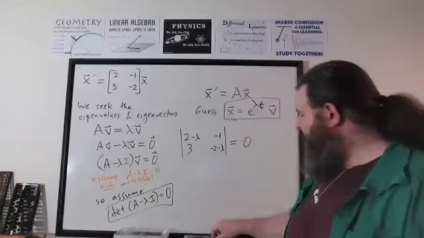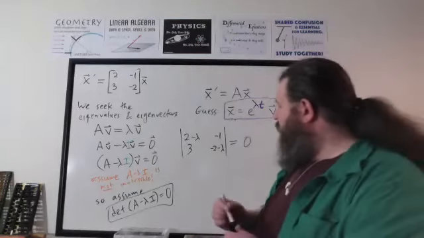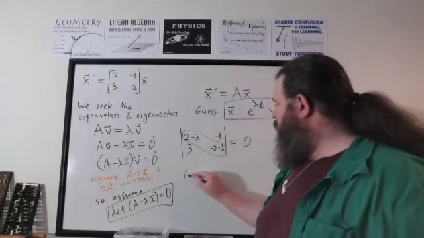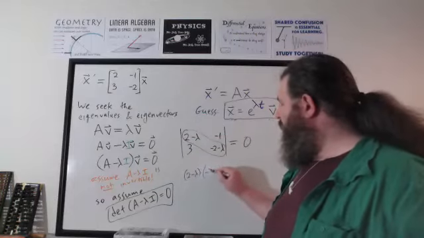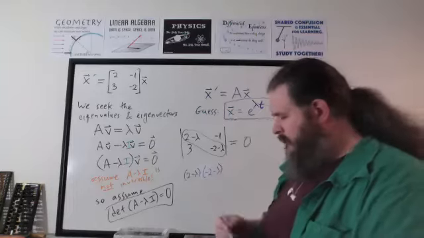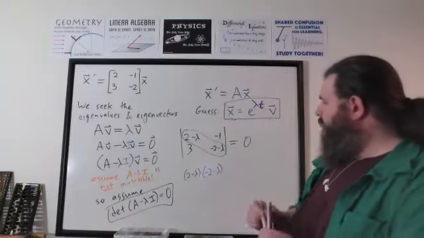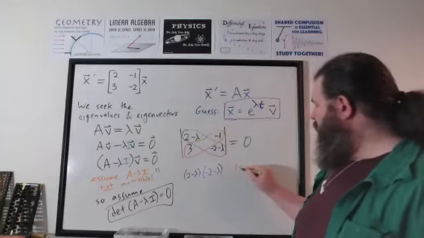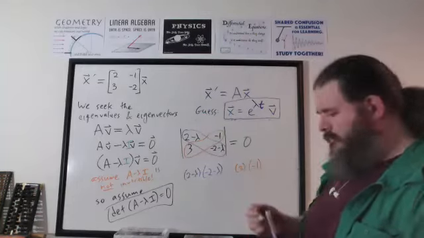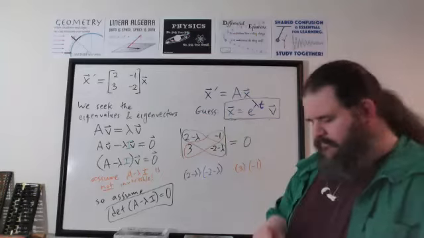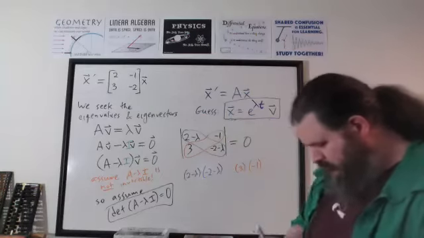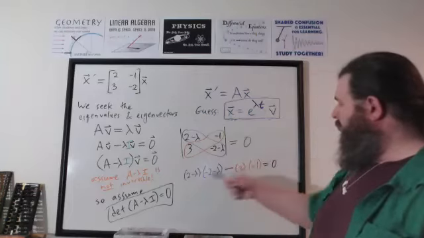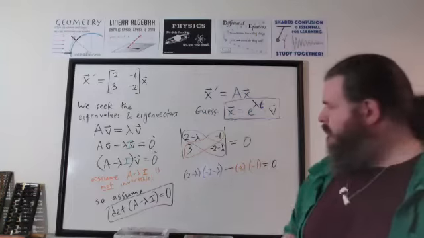Yeah, AD minus BC, the diagonals multiplied and subtracted. So multiply this diagonal, 2 minus lambda times -2 minus lambda. And separately multiply this diagonal, 3 times -1. Subtract those. And that determinant has to equal 0.